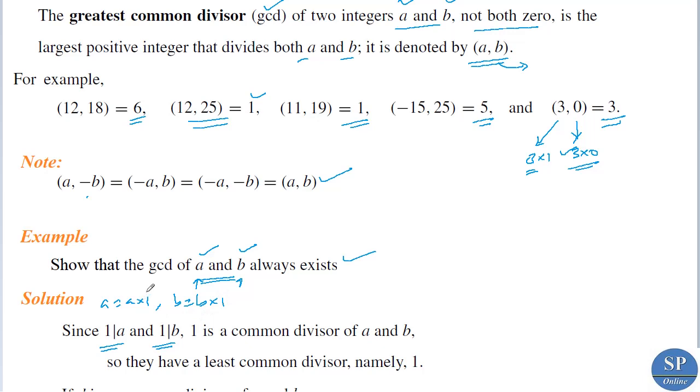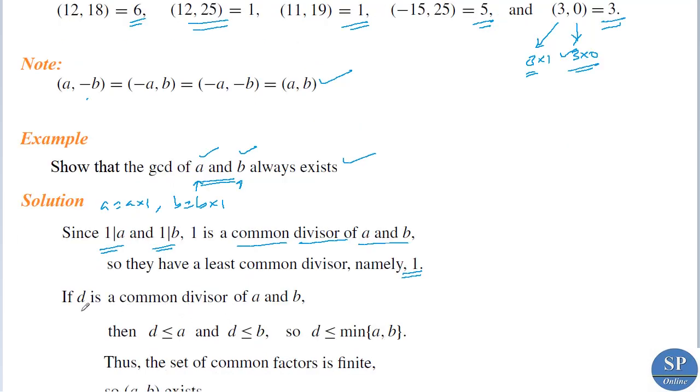So 1 is a factor of a and 1 is a factor of b. Therefore, 1 is a common divisor or common factor of a and b, because 1 divides a and 1 divides b. So if you are taking any integers a and b, we get a least common divisor 1.